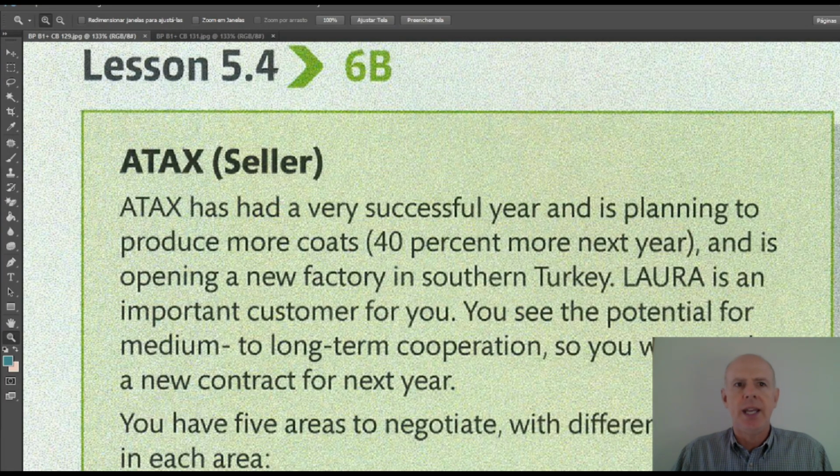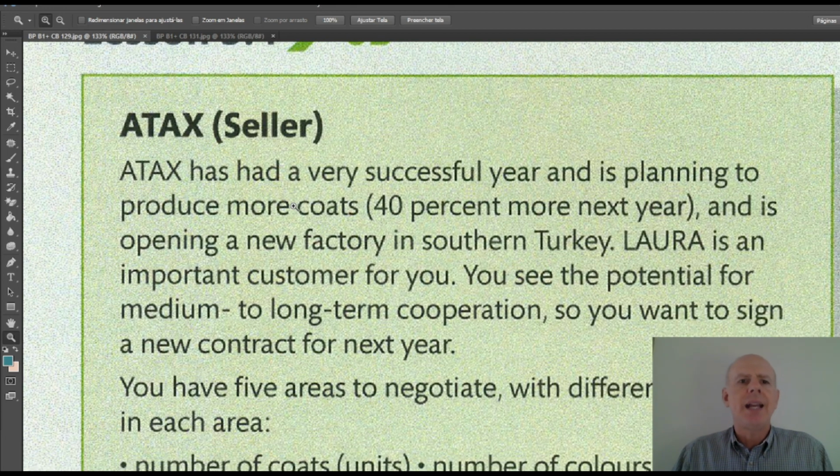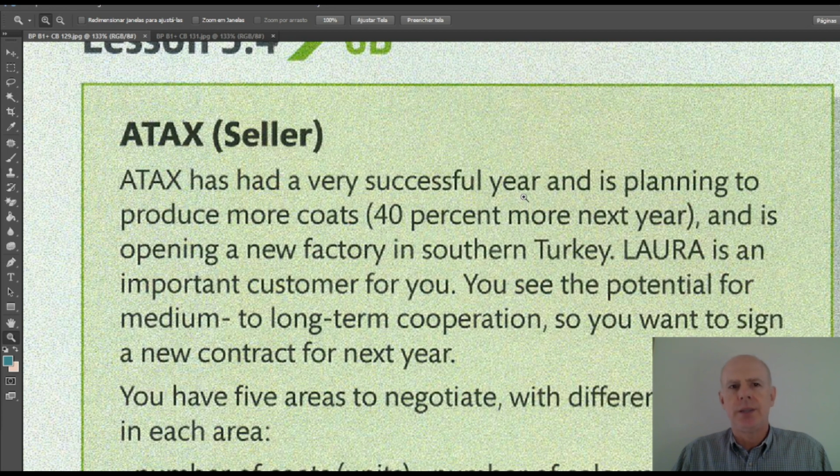Let me show you here. There's ATEX, that is the seller. They prepare the clothes and they sell to Laura. ATEX had a very successful year and is planning to produce more coats, 40% more next year, and is opening a new factory in southern Turkey. Laura is an important customer for you. You see the potential for medium to long-term cooperation. So you want to sign a new contract for next year.